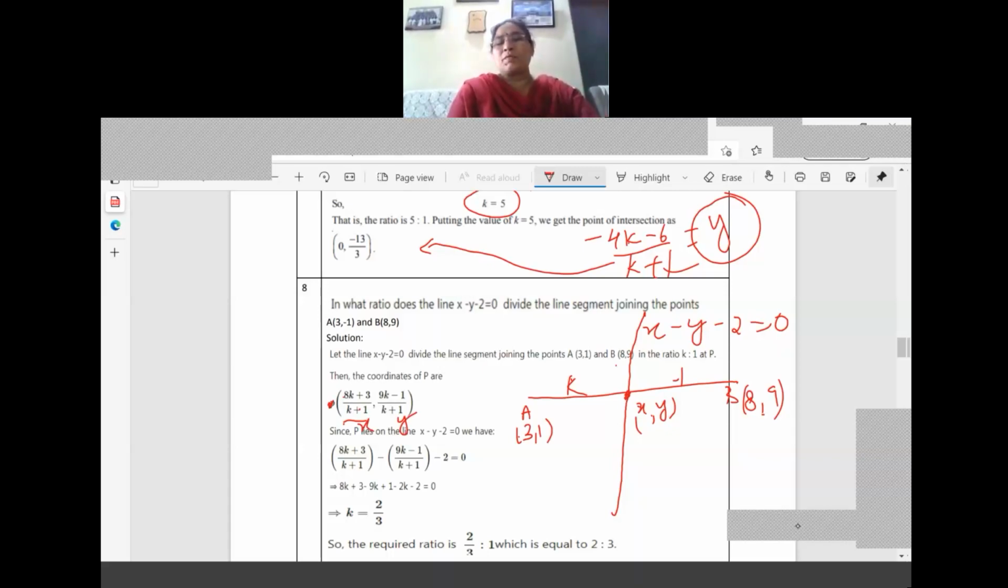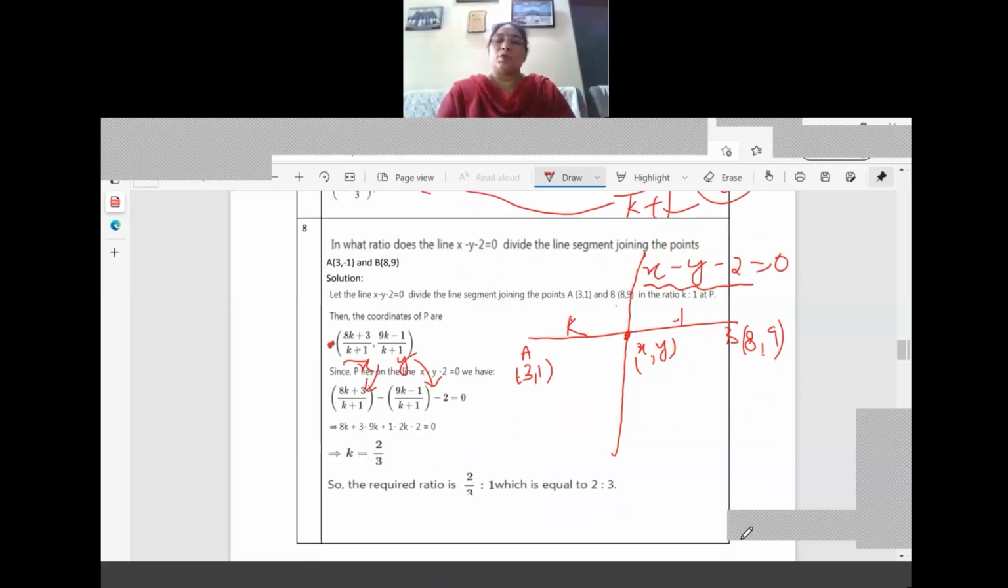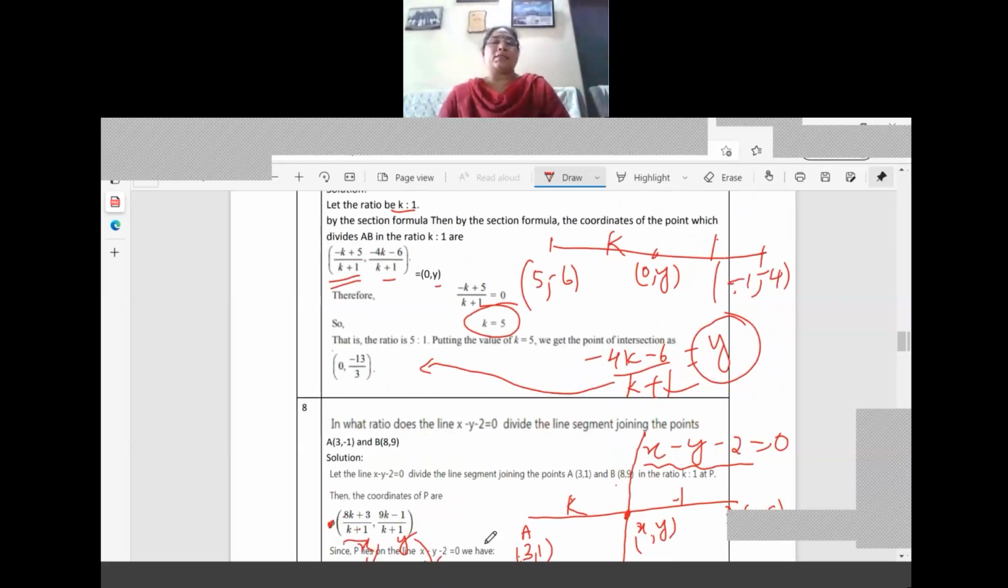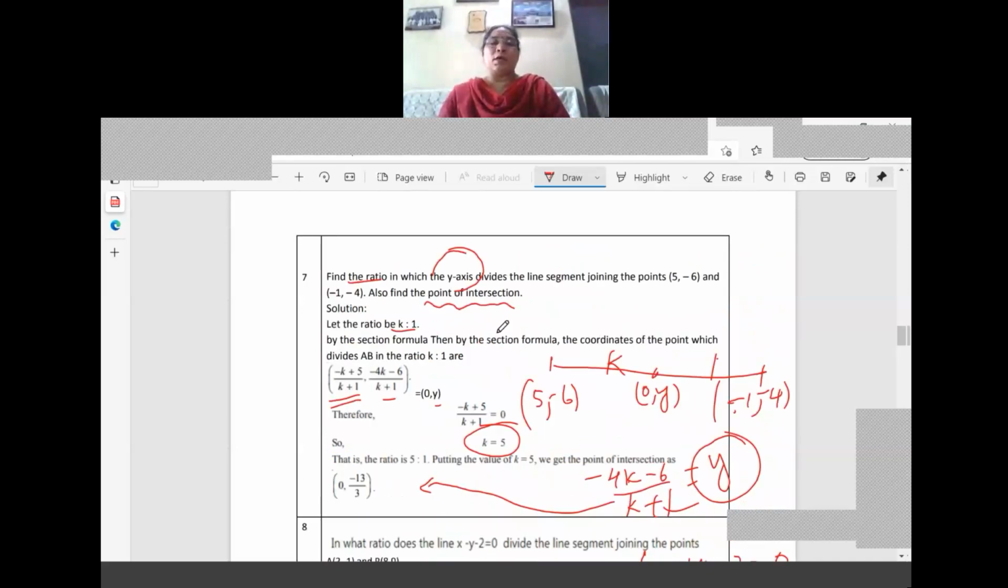Now what is the equation we are having? x minus y minus 2 equal to 0. So instead of x, this value will come, and instead of y, here (9k minus 1) by (k plus 1) will come. That means in the equation we are using those values and solving for k. k is equal to 2 by 3. Therefore, the ratio is 2 is to 3. So nothing to worry about in this question. The point changed to a line only.